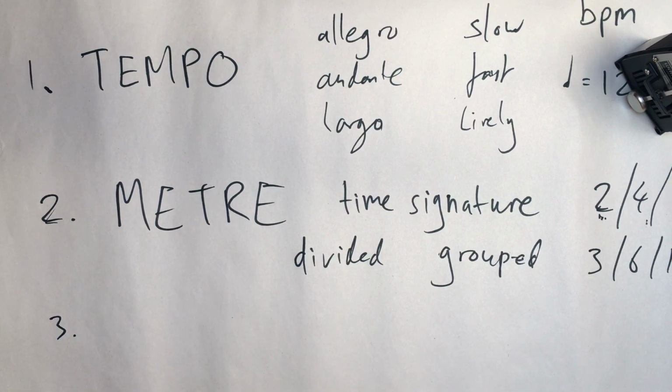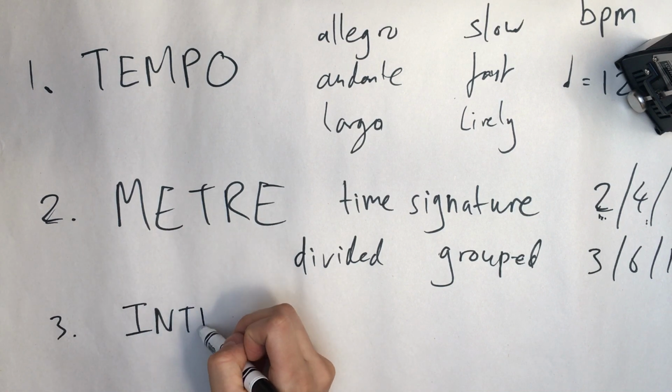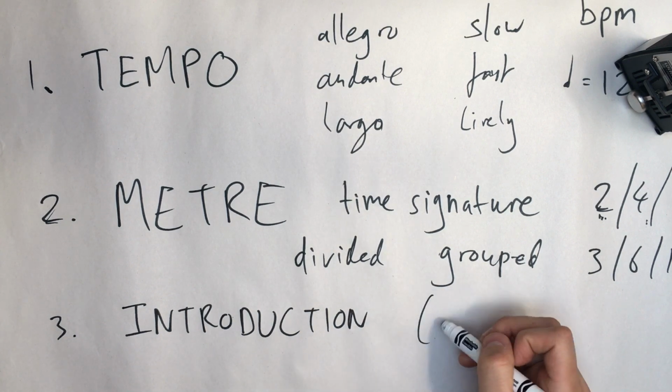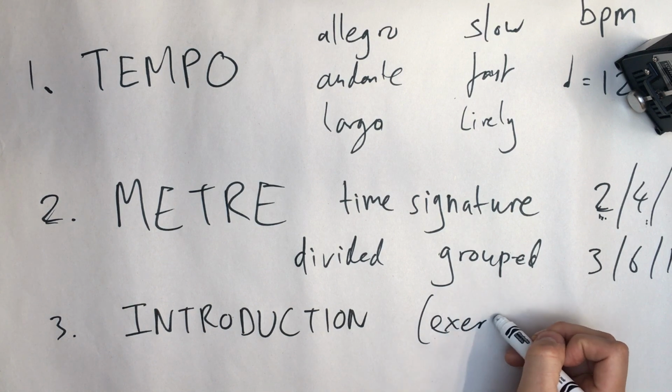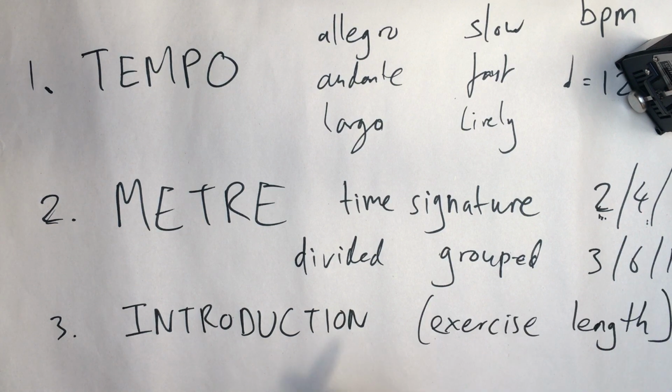The third thing we're going to talk about that would be good is an introduction, and possibly also in this one you might have exercise length. So how long is it? The most fail-safe way to explain an introduction to a pianist is to count it. You can think about how many bars or how many counts you want in, but if you say 5 and 6 and 7 and 8 and, then they'll definitely get it right.